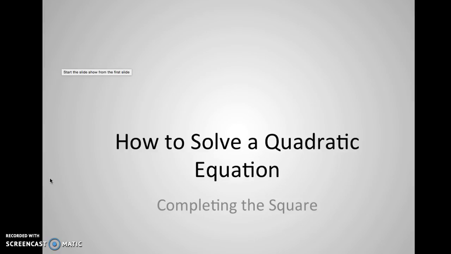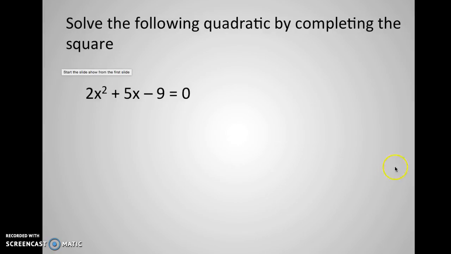Hi, this is Mrs. Gisessi, and today we're going to review how to solve a quadratic equation by using the process of completing the square. So we're going to solve the following quadratic by using completing the square, and our quadratic is 2x squared plus 5x minus 9 is equal to 0.